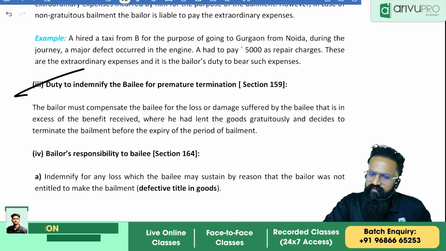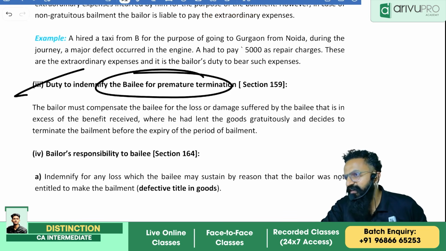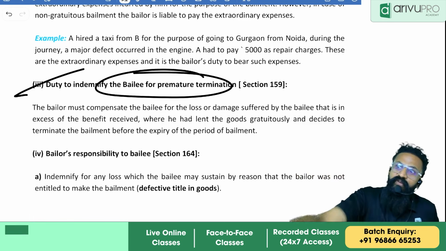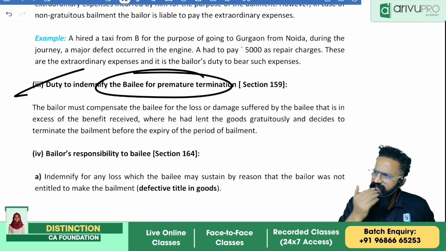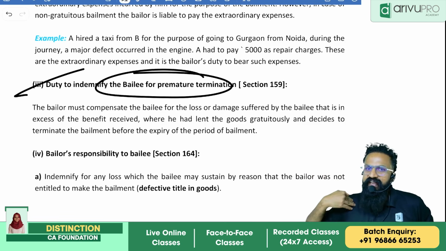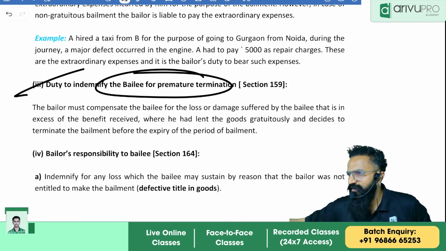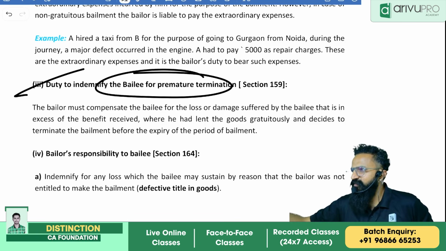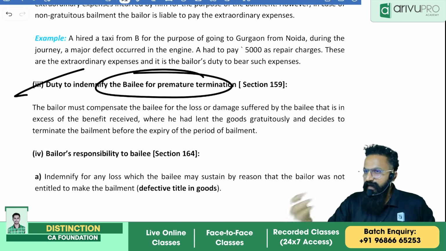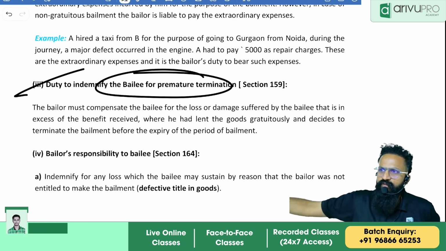Duty to indemnify the bailee for premature termination. When will this come into picture? Whenever it is a gratuitous bailment, I have given the bailment for free. I can terminate it and take it back whenever I want, provided the bailee has not suffered any loss. I gave my bike to my friend for using it for one month. He serviced the bike by spending 1,500, and I'm taking back the bike after 10 days only. It is my duty to pay that 1,500 to my friend.